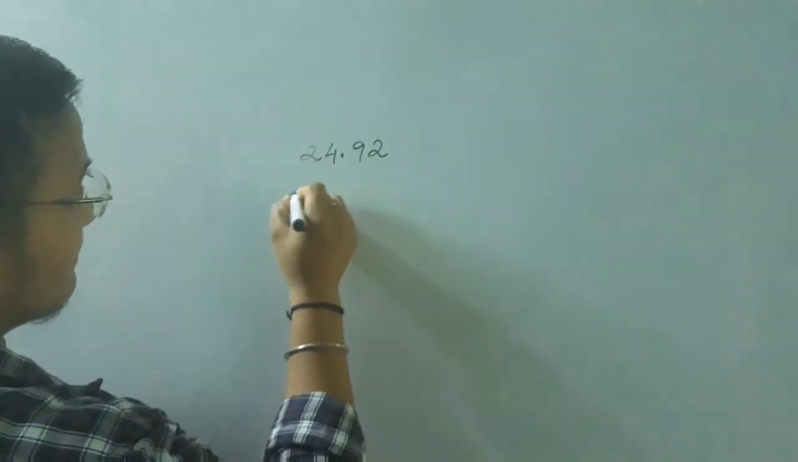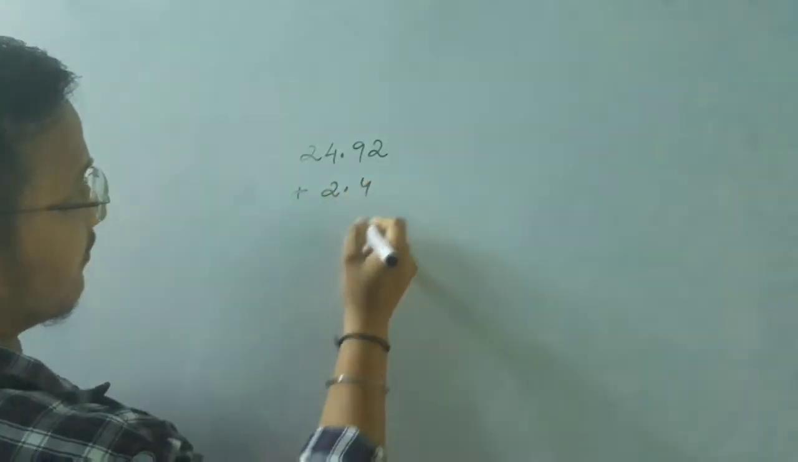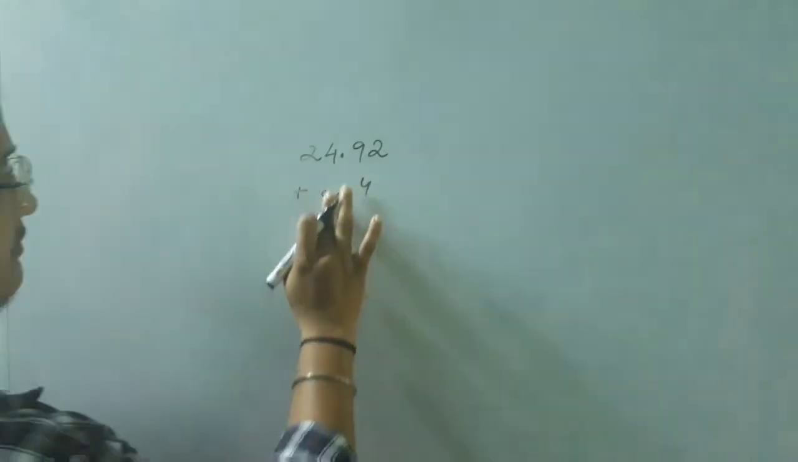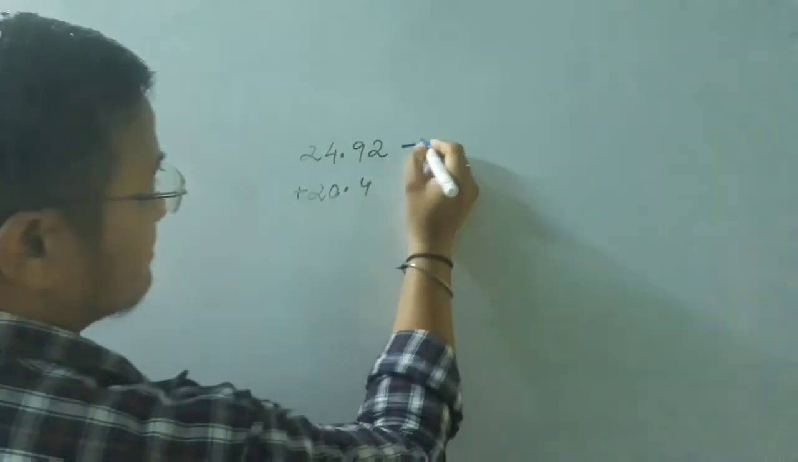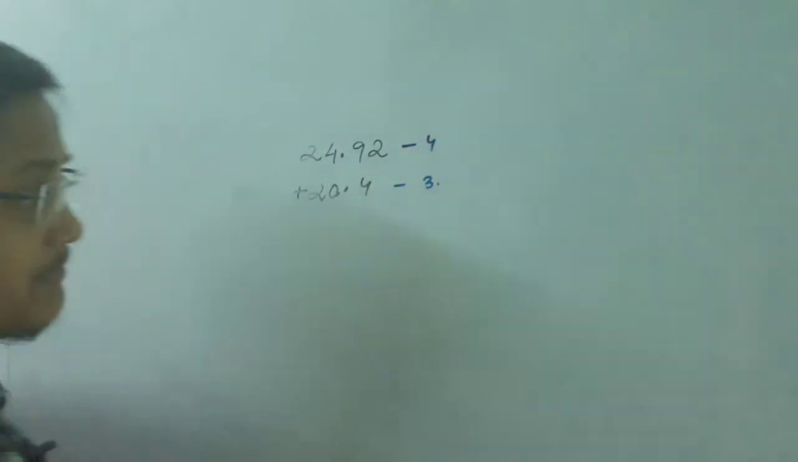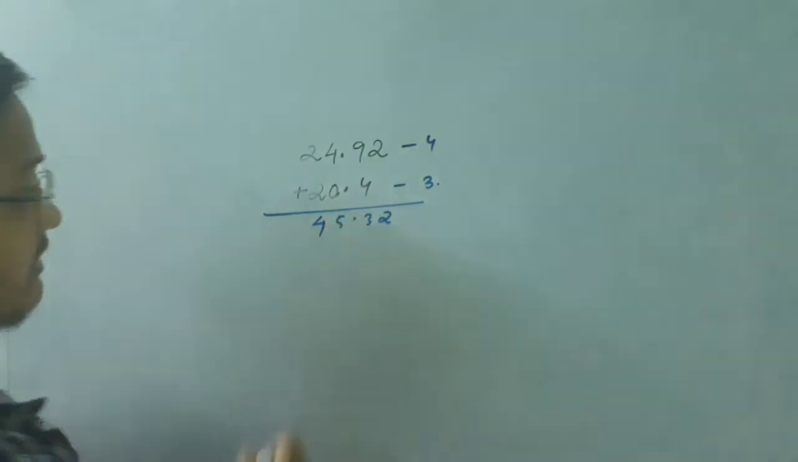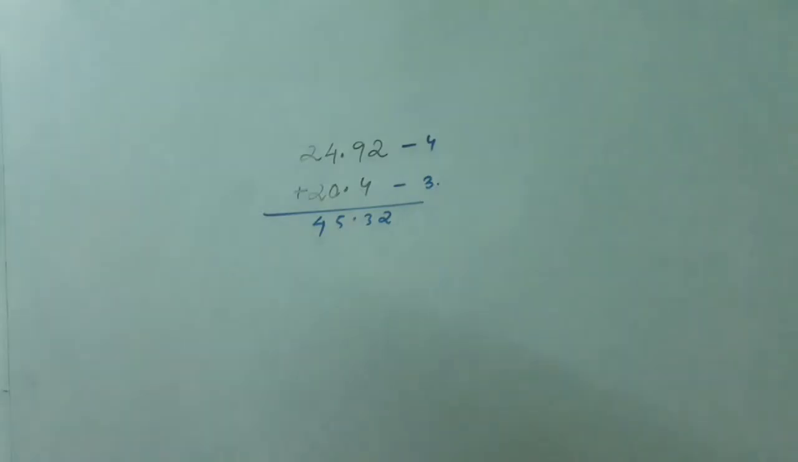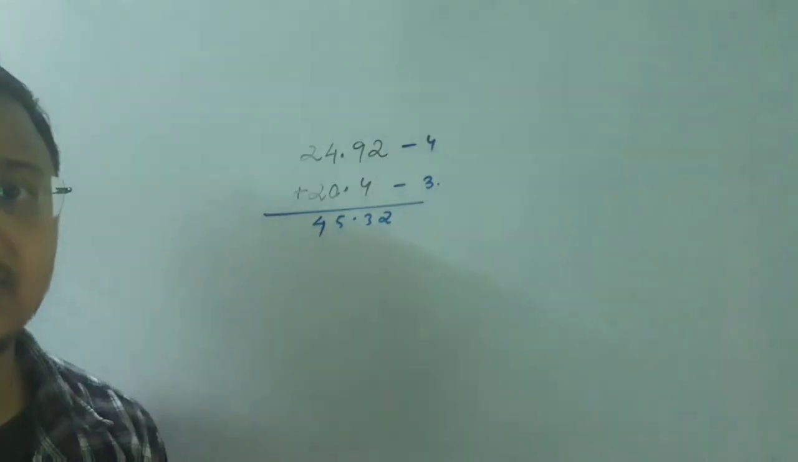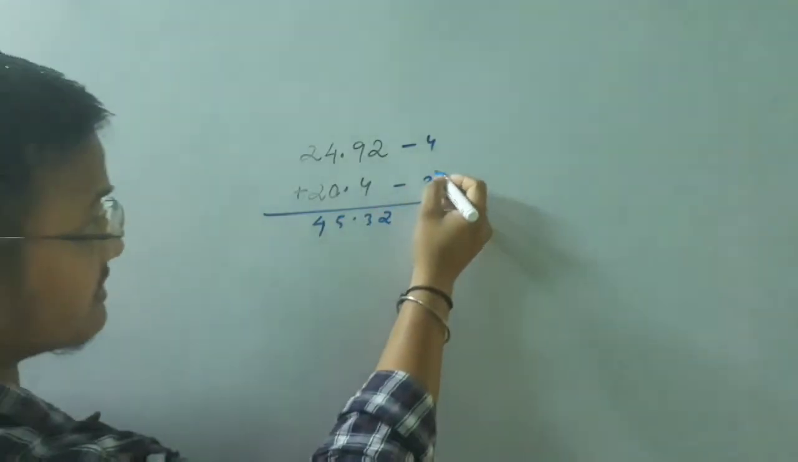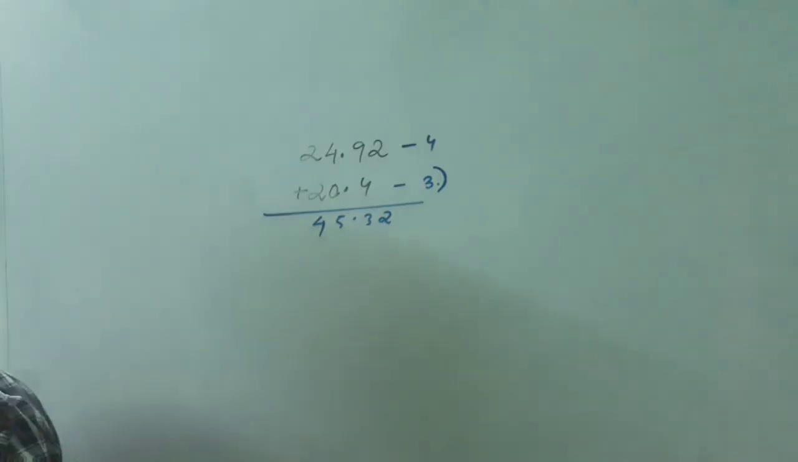24.92, what is the number of significant figures here? 4, right? Or if I am adding it with, say, 2.4 here, right? Say 20.4 here. In the first number I am having 4 significant figures and here I am having 3. Now if I add all these numbers, it will become this, right? And here I am having how many significant figures? 4 significant figures. But as according to the question, what is the least number of significant figures here? It is 3.